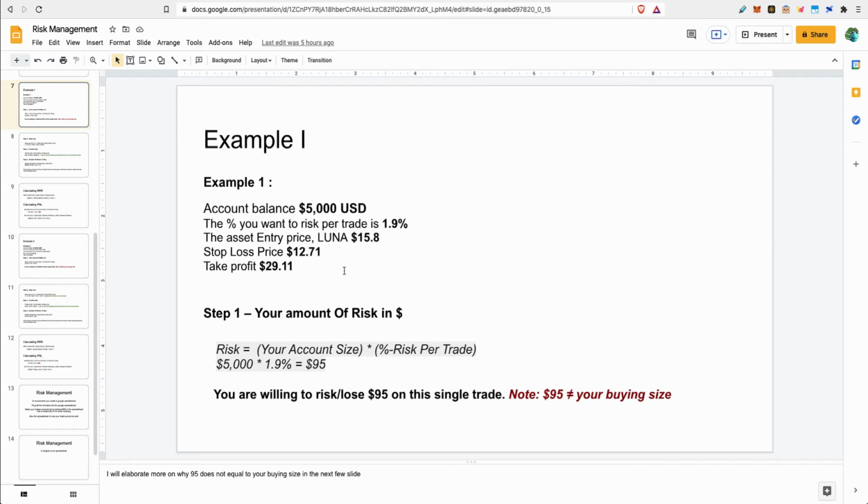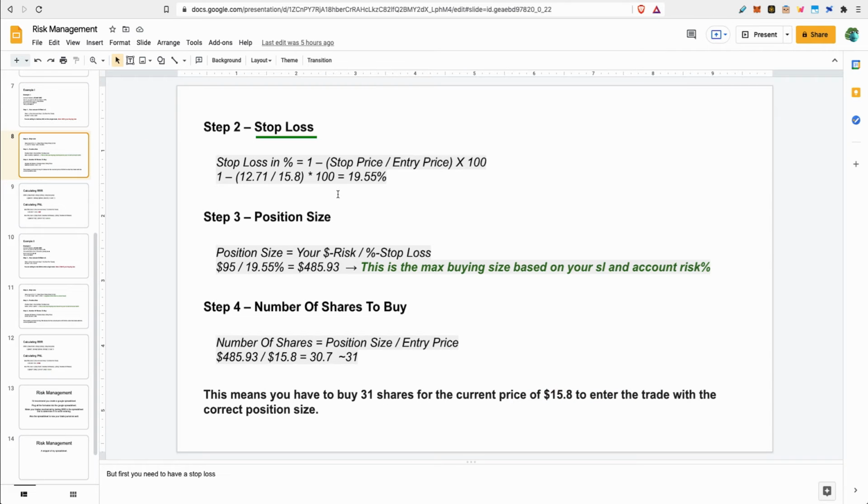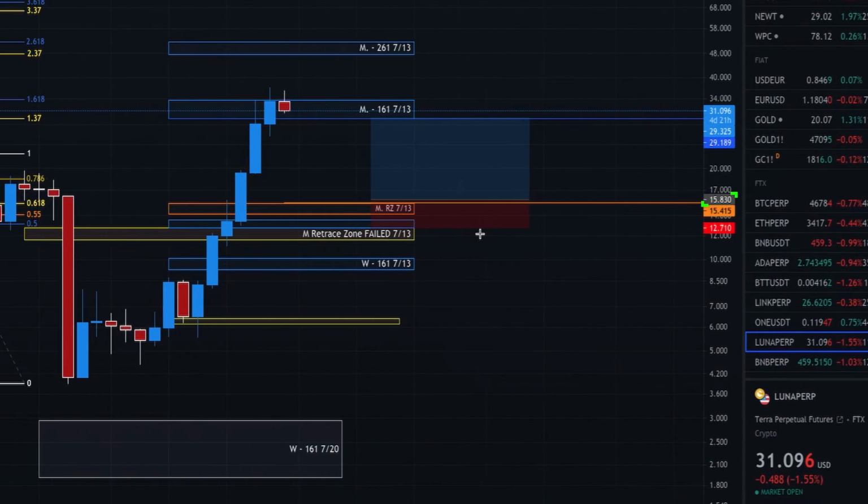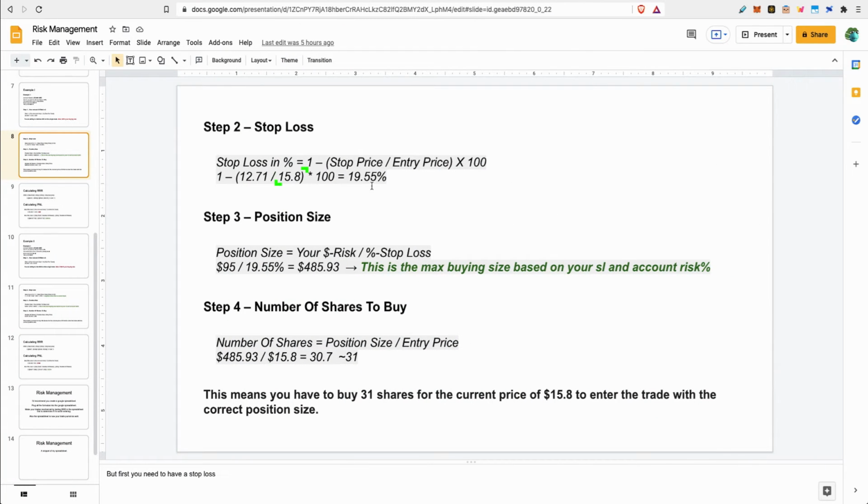Okay? The second thing is your stop loss. How to calculate your stop loss: 1 minus your stop loss divided by your entry price, times 100, gives you your stop loss percentage. So the stop loss price, which was 12.7, divided by our entry price, 15.8, subtracted from 1, times 100 to convert it to a percentage, is 19.55, which is almost the same-ish because the decimals of the numbers here are a little different than what I have here.